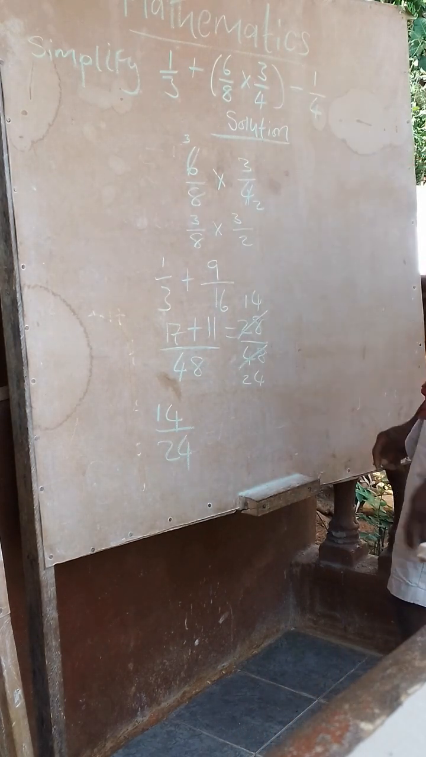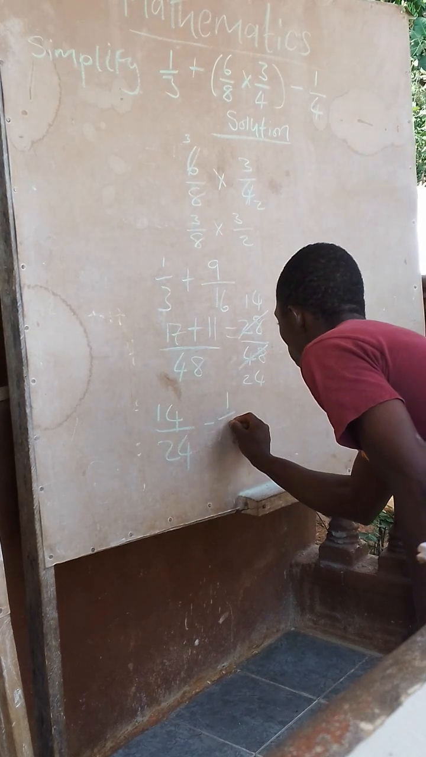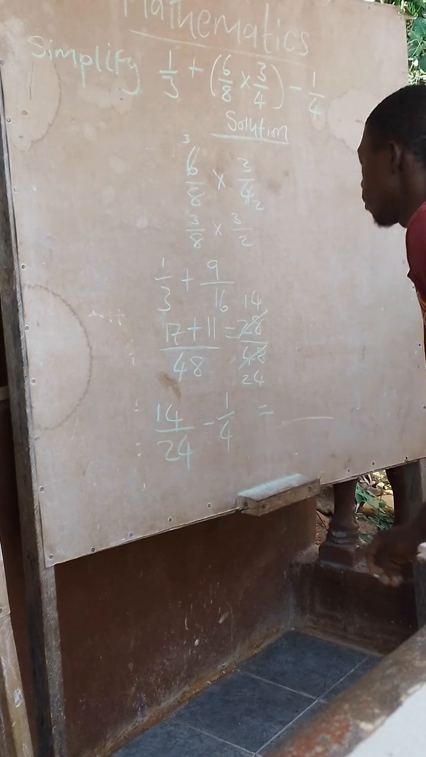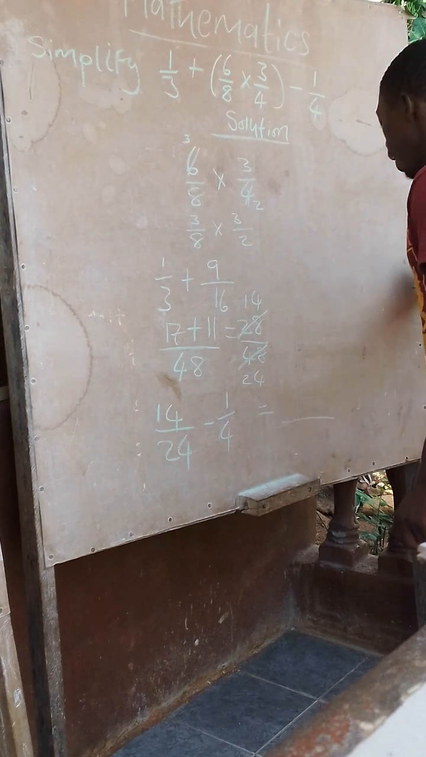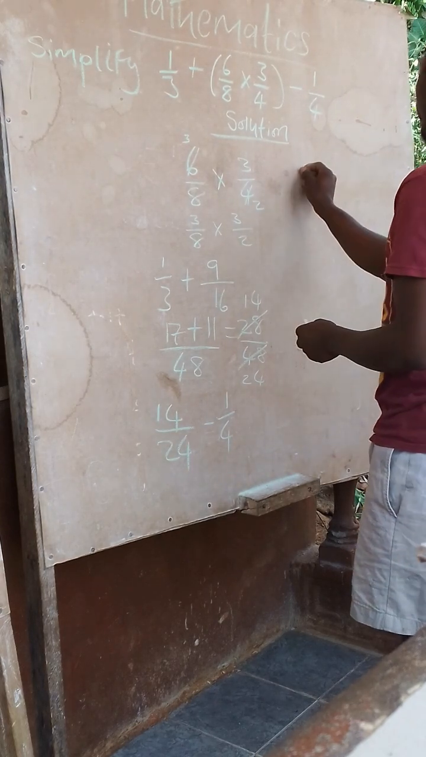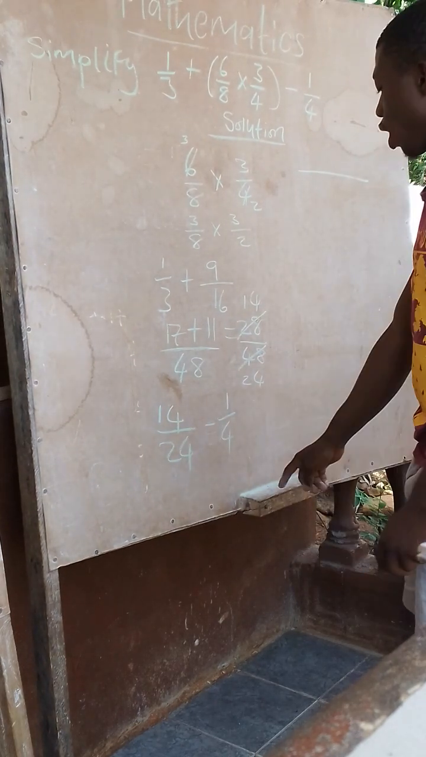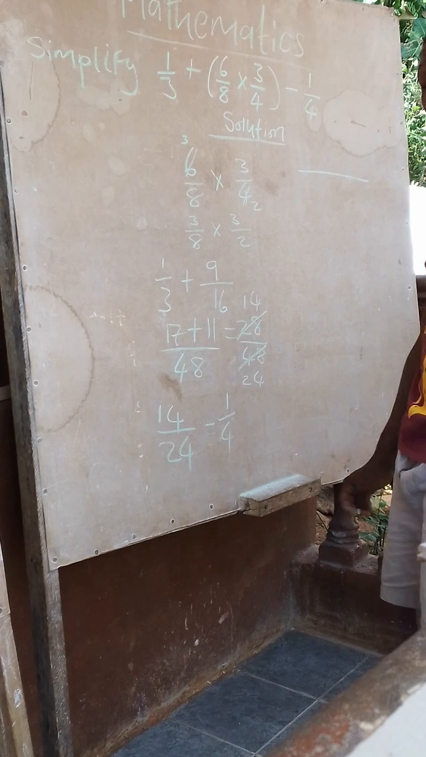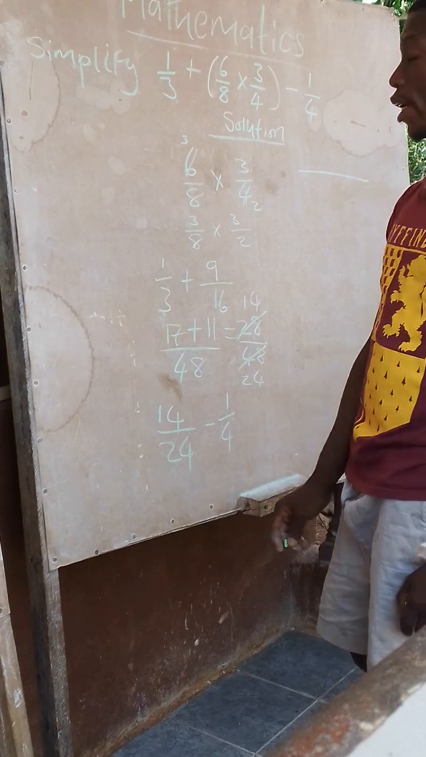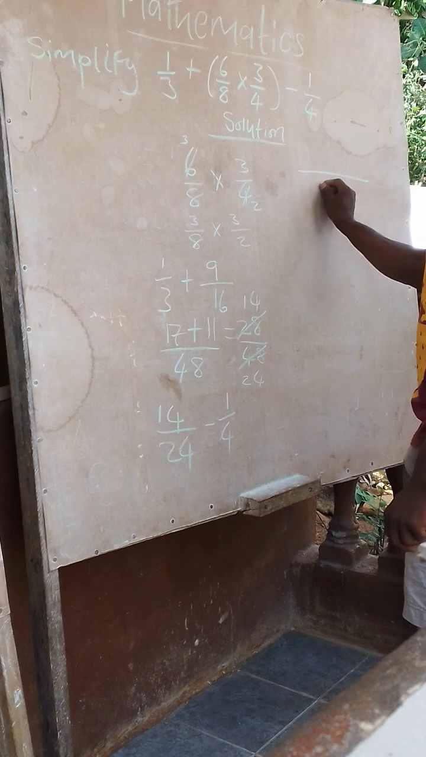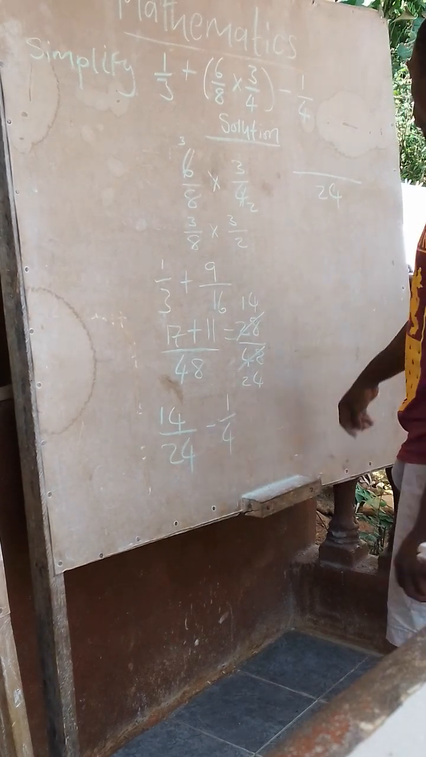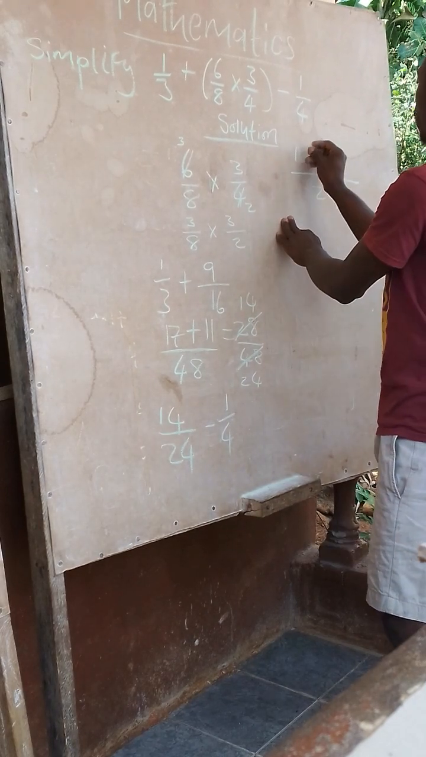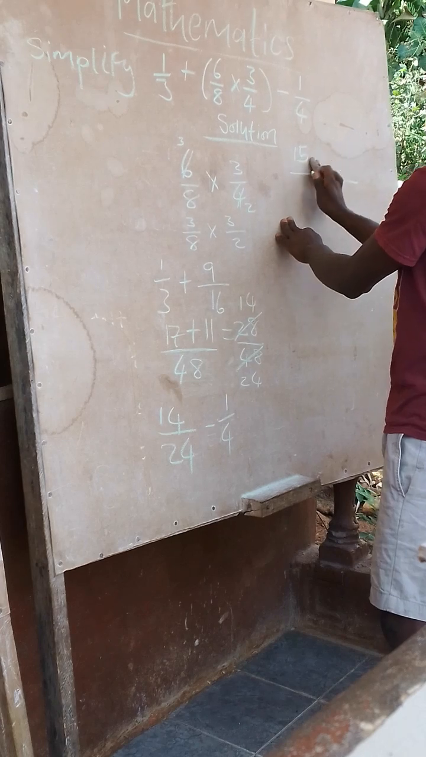Now we bring this other part, minus 1 all upon 4. Now what are we going to do? We find our LCM. This is our LCM line for this 24 and 4. So what is our LCM number? Our LCM number is supposed to be 24, because 4 can go into 24 without a remainder. So we take 24. Now 24 into 24, how many times? 1 times, plus this 14 is 15. Is 15 minus.